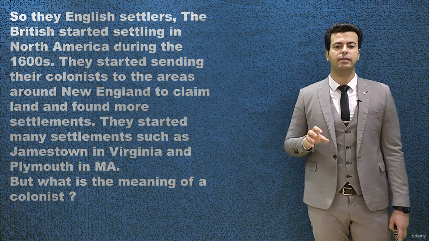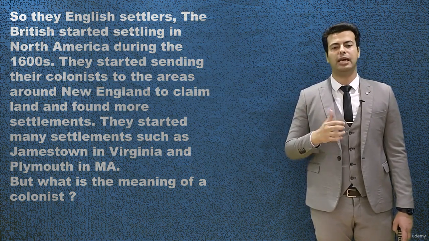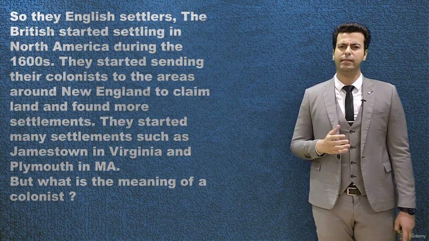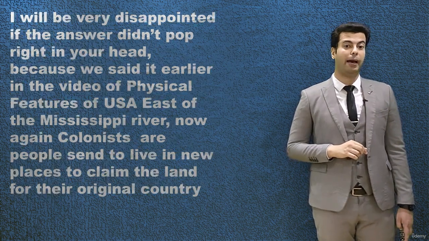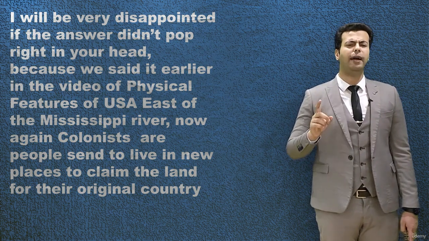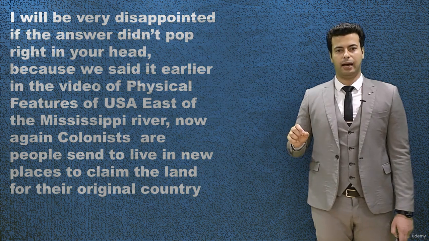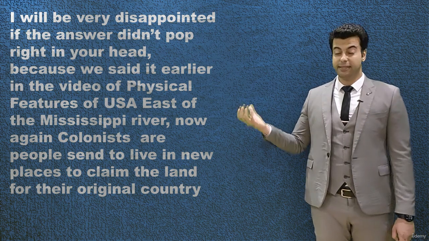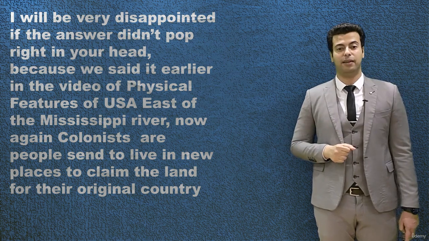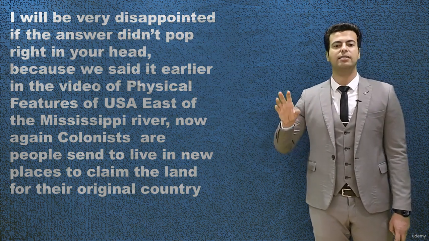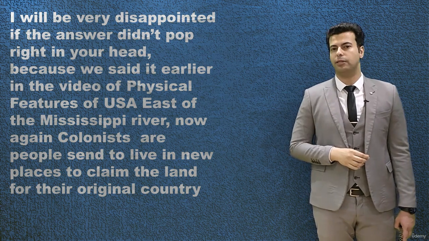And they started many settlements such as Jamestown in Virginia and Plymouth in Massachusetts. But what is the meaning of the word colonist? I told you we'll be back to that. Now, I would be very disappointed if you did not answer. Do you know why? Because we said it earlier in the physical features of the United States east of the Mississippi River. Now again, colonists are people sent to live in a new place to claim the land for their original country.